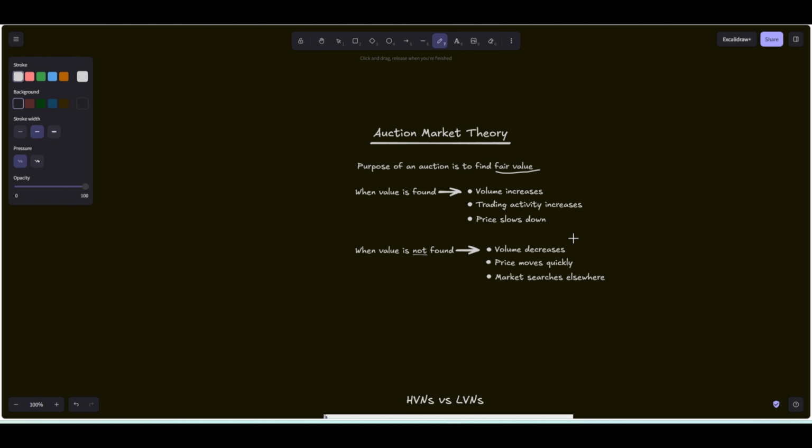Price constantly moves higher and lower, searching for value. When value is found, volume increases, trading activity increases, and price slows down. When value is not found, volume decreases, price moves quickly, and the market searches elsewhere.